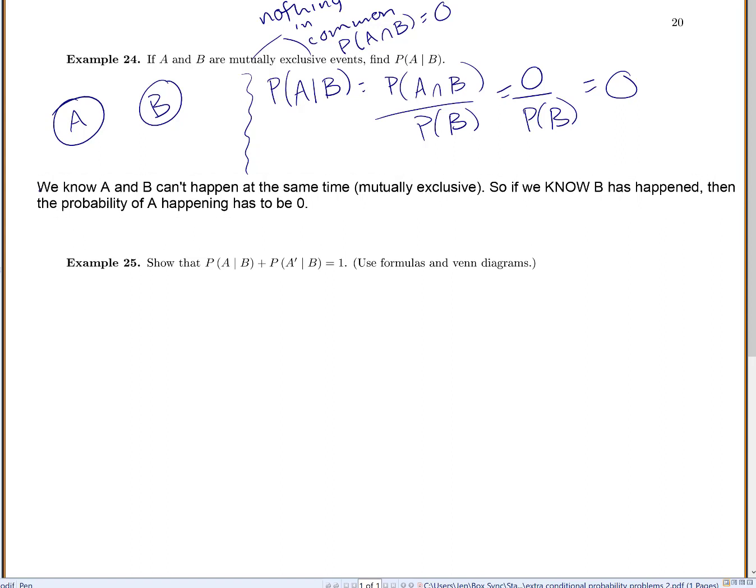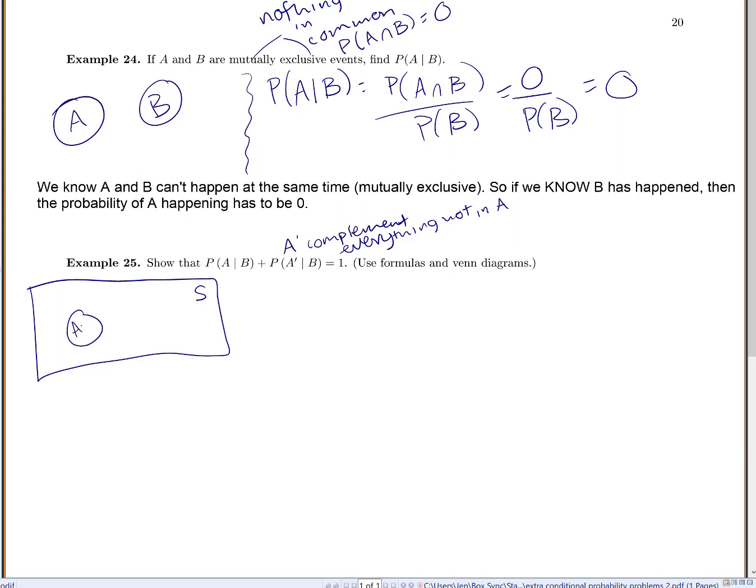Okay, let's try 25. Show that the probability of A if you know B plus the probability of A complement if you know B is equal to 1. Remember that little tick? That means everything that is not an A. This is A complement. It means everything not an A. I'm going to do this with Venn diagrams and also mathematically. So we start with a big sample space, S. Here's A, here's B.